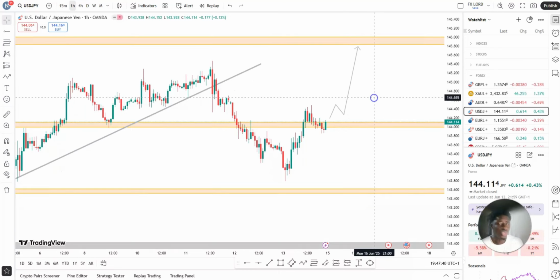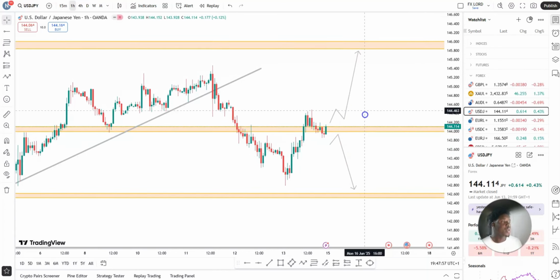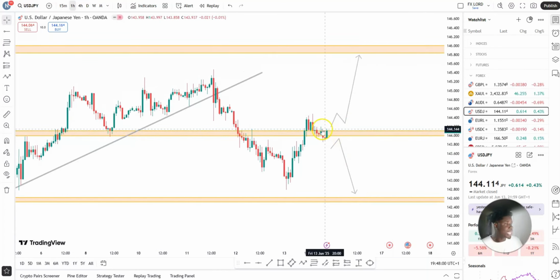But if I was supposed to go bearish, I will just wait for the market to form something like this before I go on a bearish move. But I'm not bearish right now on USD JPY. I'm more bullish than bearish. So my bullish scenario is the market breaking out of this minor support level and rallying back to the upside.